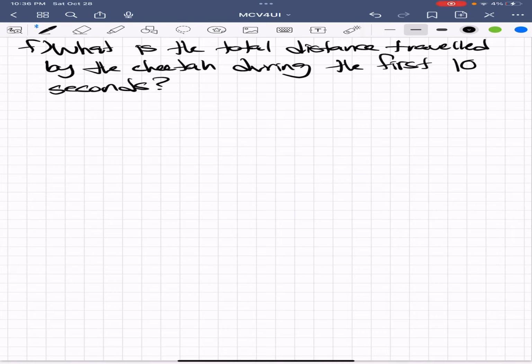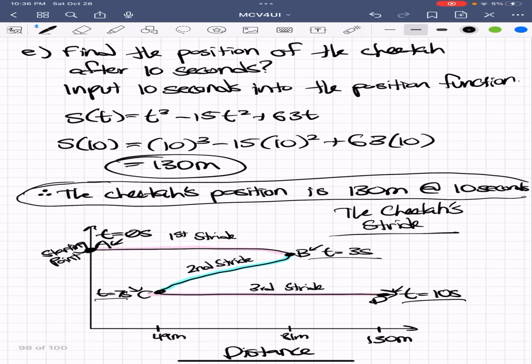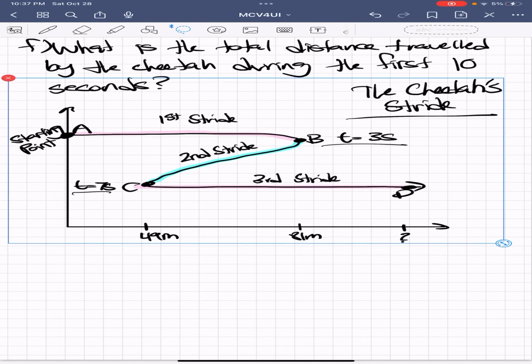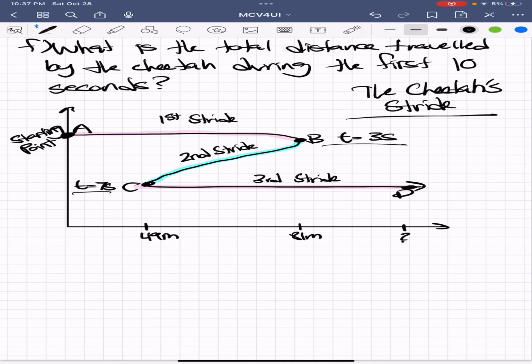So, what is the total distance traveled by the cheetah during the first 10 seconds? So, I'm going to repaste this diagram. So we'll go back to our cutaway tool, we'll paste and match the style, and then we'll add the differences in what we did. 130 meters, t equals 10 seconds, t equals 0 seconds, and we'll underline all of those, A, B, C, D.